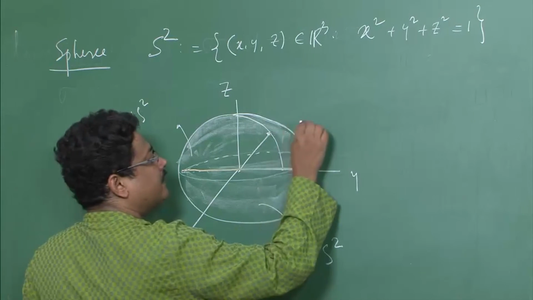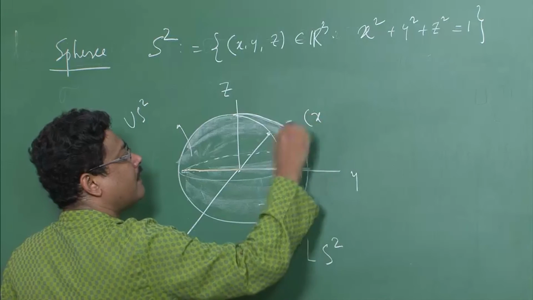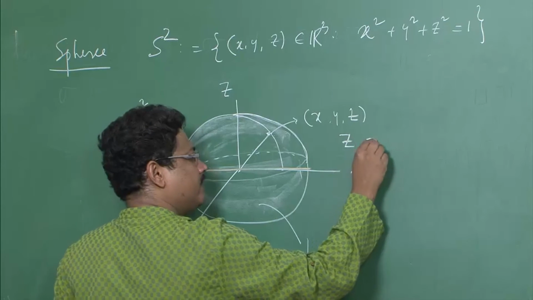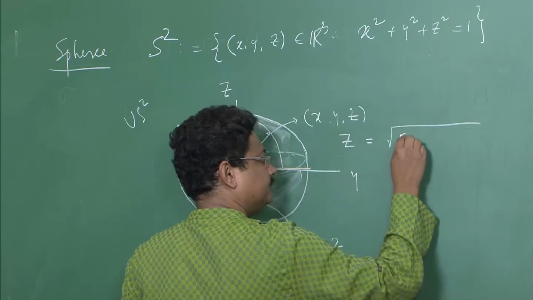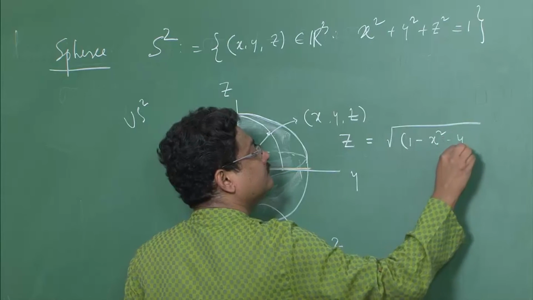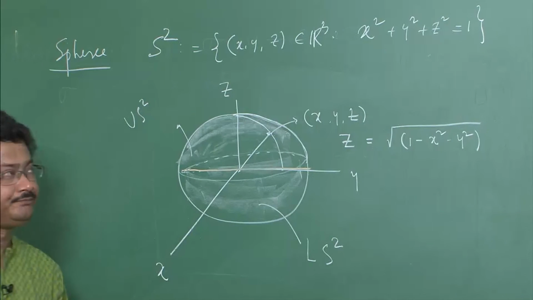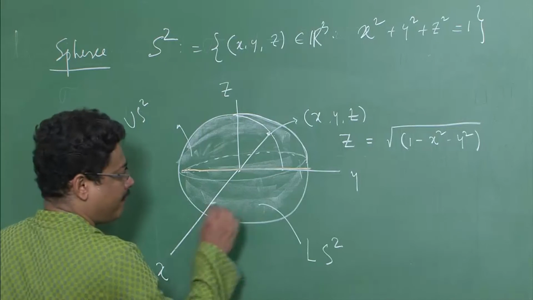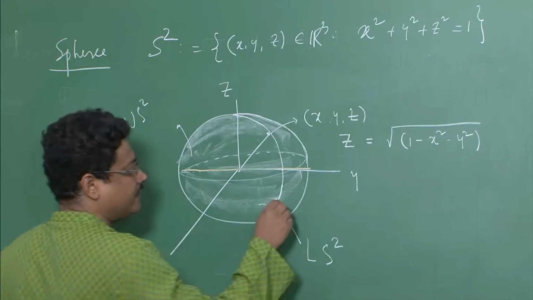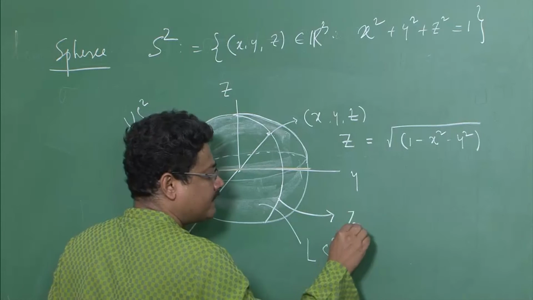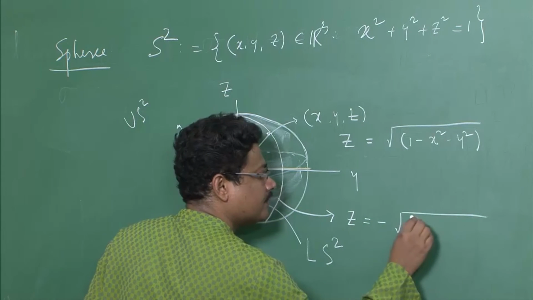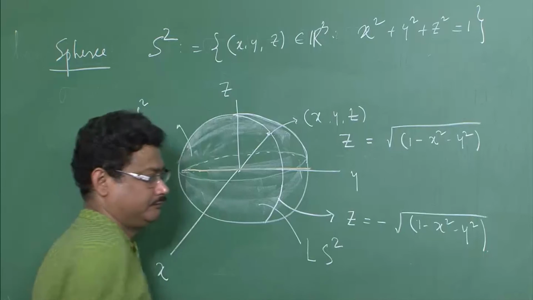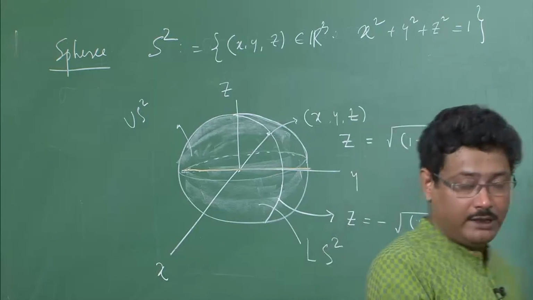Just think of our world, I mean our globe. Any point here, x, y, z, is related by the relation x square plus y square plus z square equal to 1, whereas if I extend it, any point here has z as minus. So what is happening here?